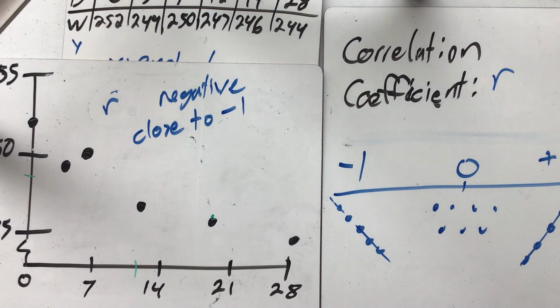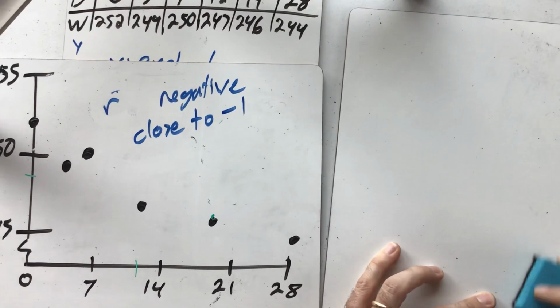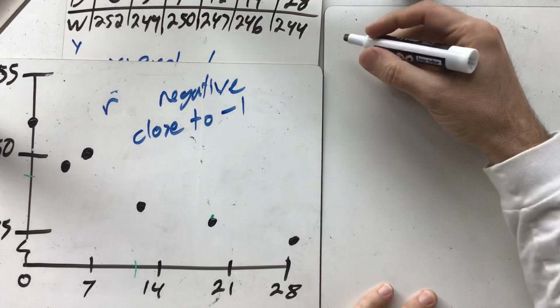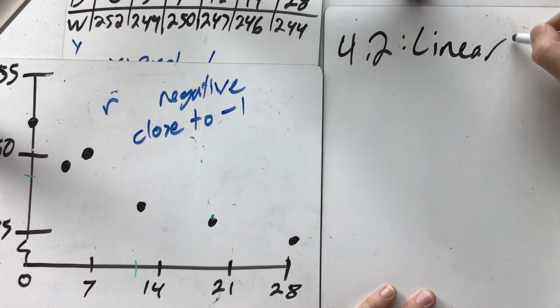Okay. When we turn over to section 4.2, which is the next place we want to go, what we want to do is create a linear regression. So 4.2 is linear regression.